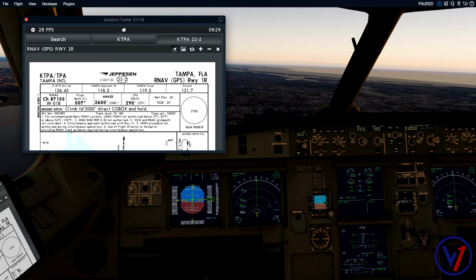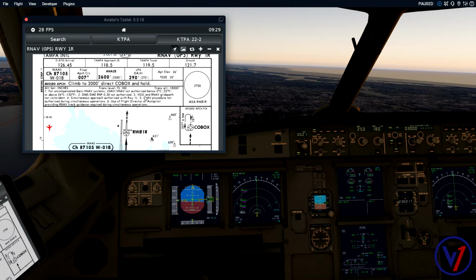This is the final approach course, 007. ANAZ, however you want to say it, is the final approach fix. The altitude that you should be at there when you're on the glide path is 2,600 feet. The LPV minimums, which we're going to talk about in a little bit, are 290 feet, and everything else is pretty much the same. You've got a touchdown zone, your sector altitude, missed approach instructions, and of course, some other briefing information here.